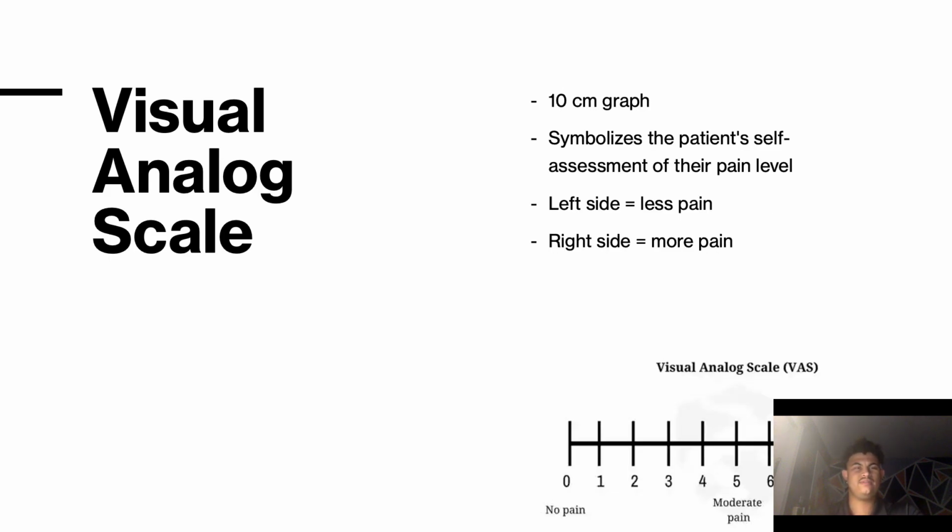Next, we have the visual analog scale. This is a 10-centimeter graph. It symbolizes the patient's self-assessment of their pain level. And if we're more to the left side, that means there's less pain. And if we're more to the right side, that means there's more pain. And it's used as a self-reported scale to assess one's pain level for their specific injury.